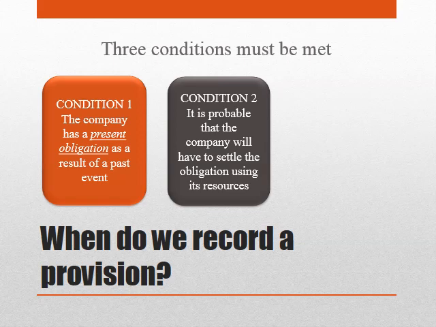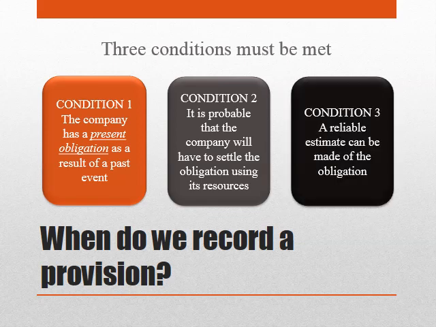The second condition is that it's probable, and by probable we mean more likely than not, that the company will have to settle the obligation using its resources. So it's either going to be paying out money to the claimant, or we're going to be providing them with goods, say.